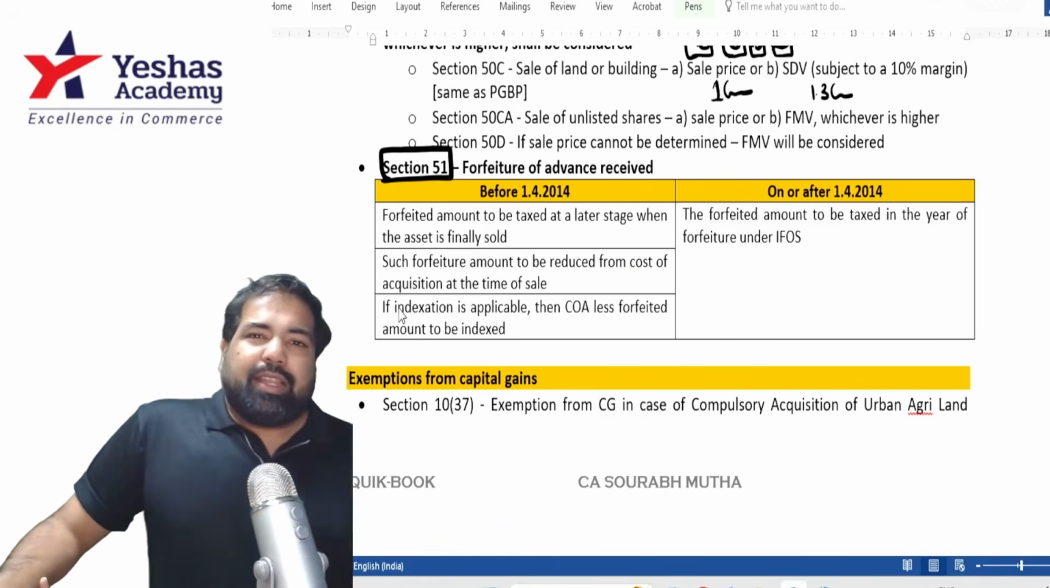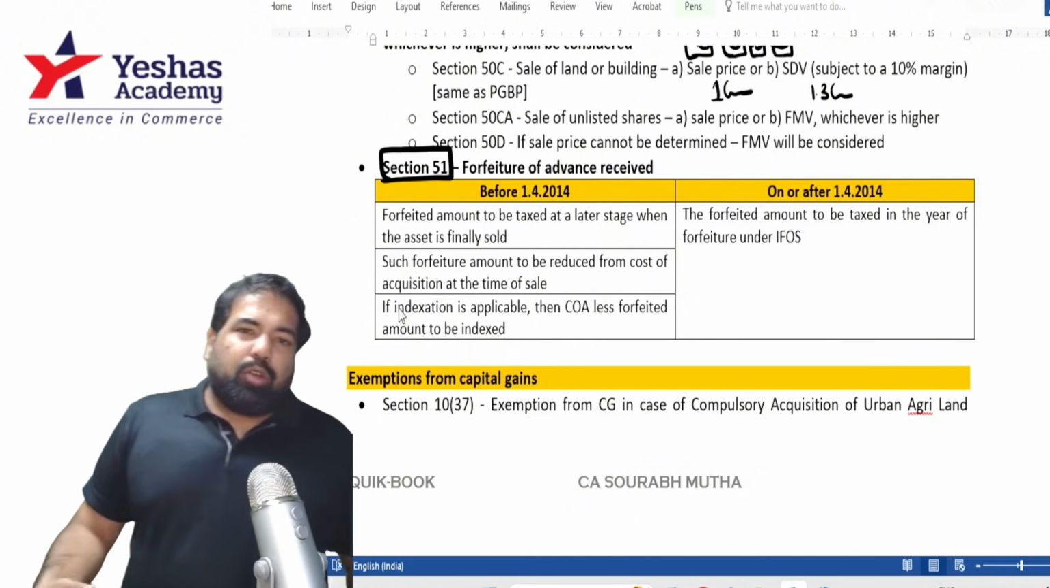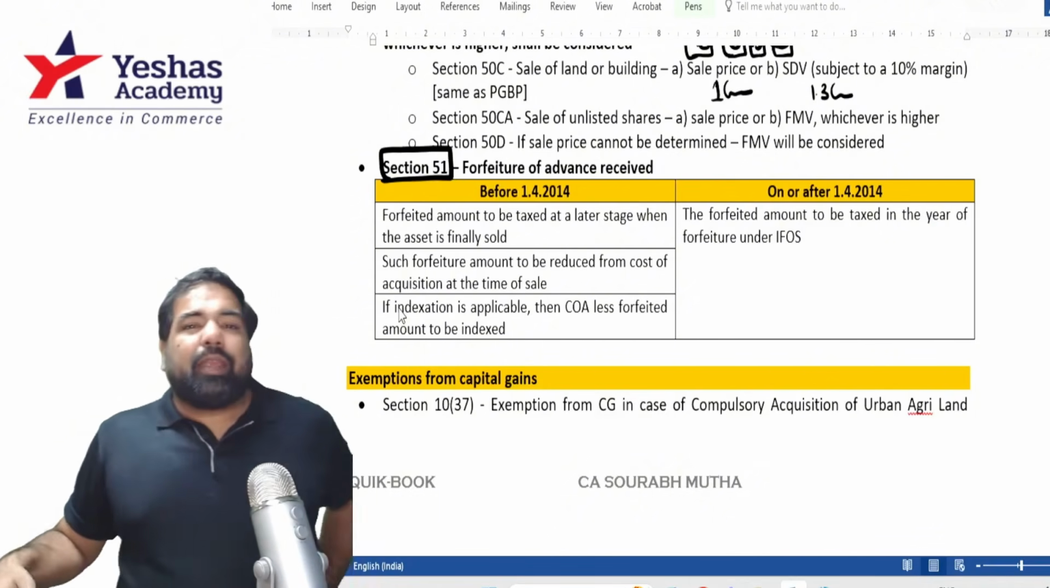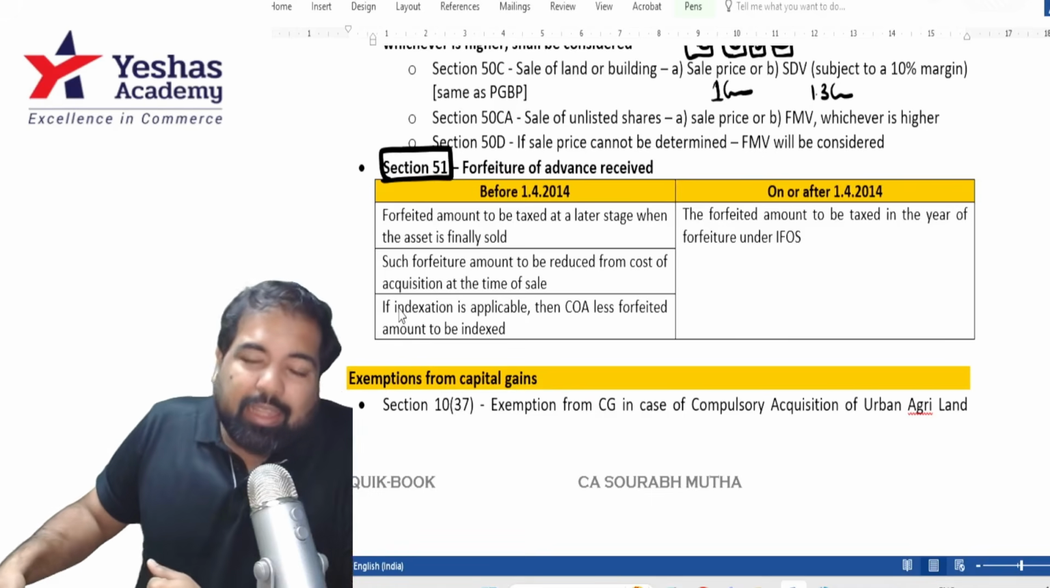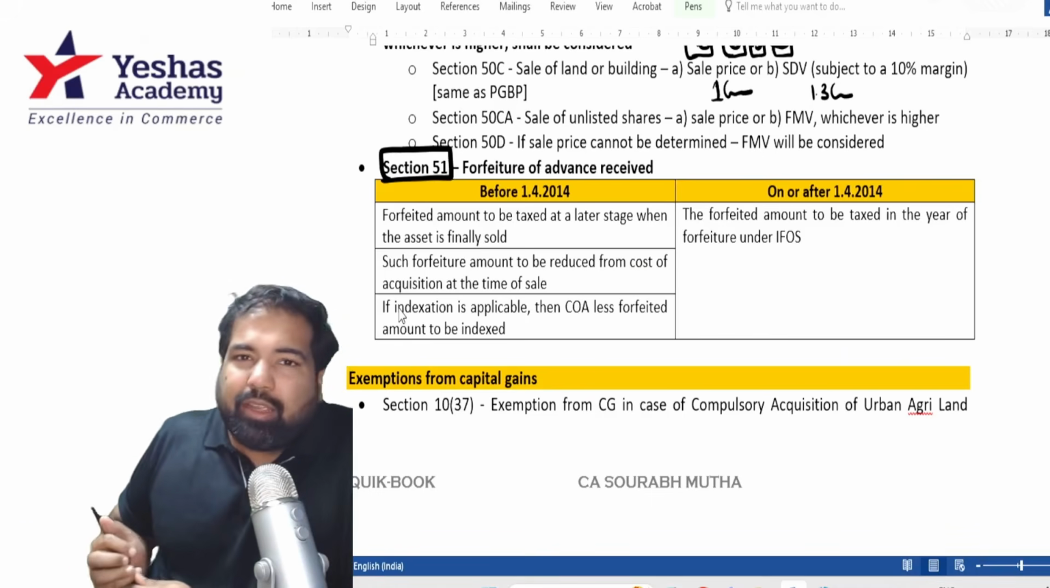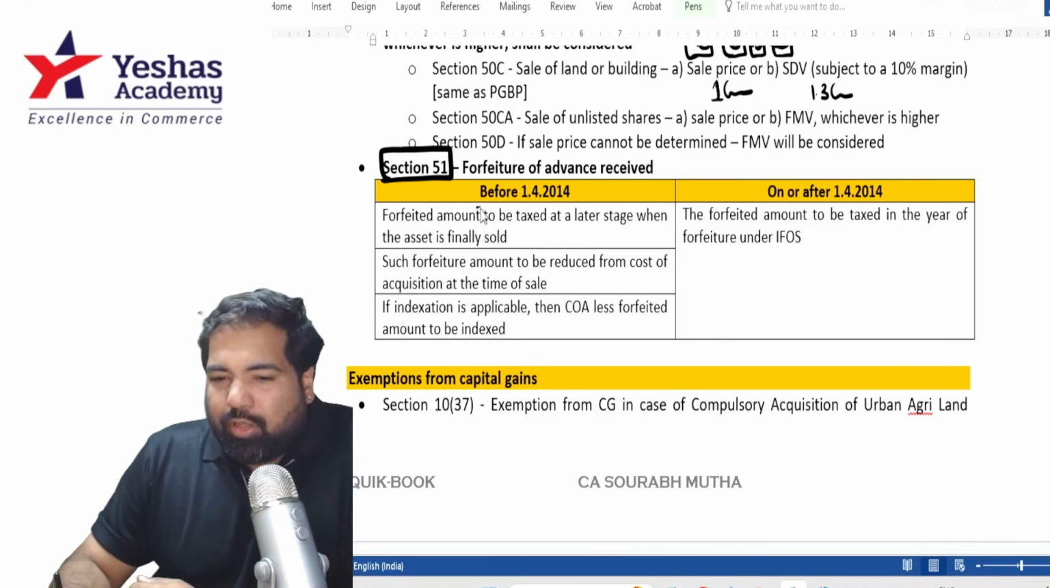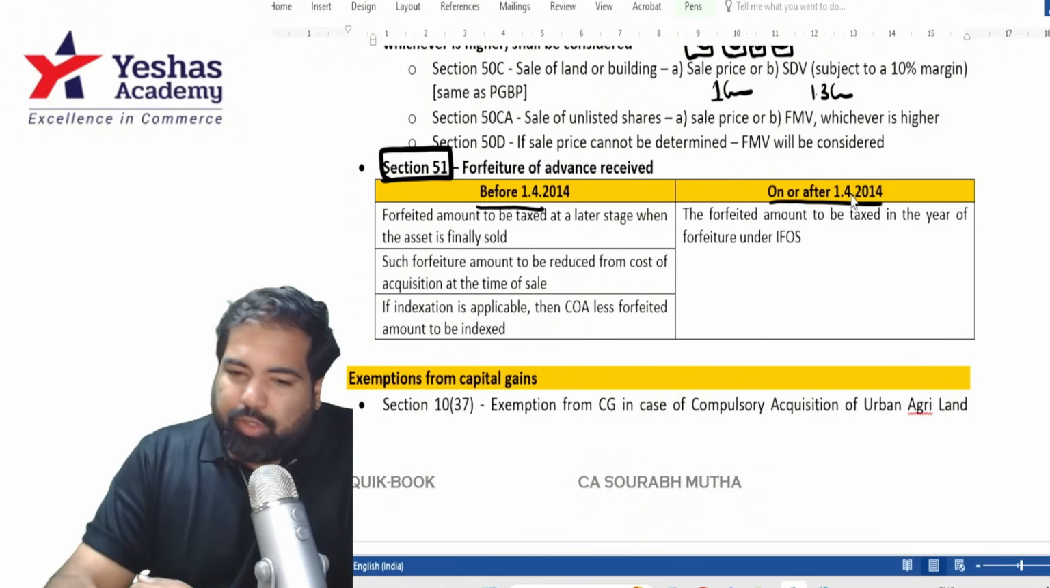Next time when you're trying to sell that asset, again, whatever is your cost, for example your cost was 25 lakh, now you'll reduce it and make it 15 lakh. Why is it being reduced by 10 lakh? Because from the cost of 25 lakh, you've already recovered 10 lakh. So in that case, this is before 2014. This is on or after 2014.